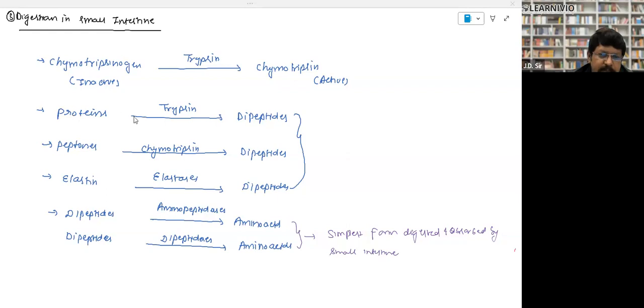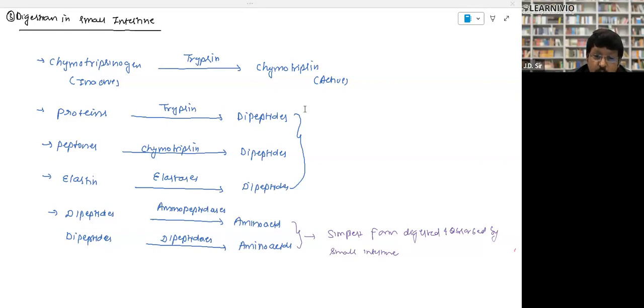Protein is broken down by trypsin into peptides. Peptones are converted by chymotrypsin into dipeptides. Elastin, a protein found in animals, is broken down by elastase into dipeptides. They all are dipeptides.